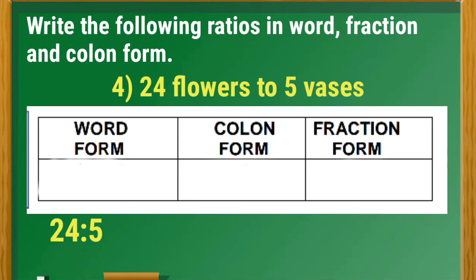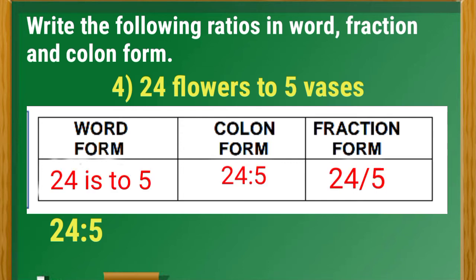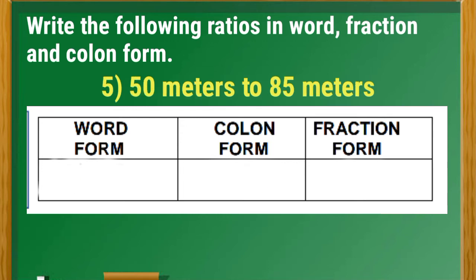Can we still simplify 24 is to 5? No, because the two quantities are relatively prime. Let's have number 5: 50 meters to 85 meters. 50 meters to 85 meters is 50 is to 85. By just looking at the two quantities, we can say that they can be simplified.